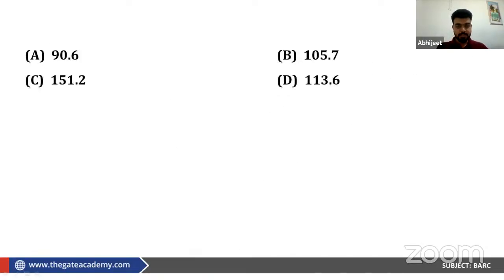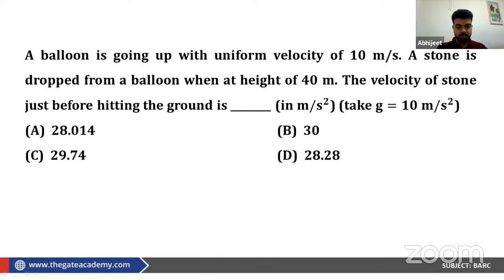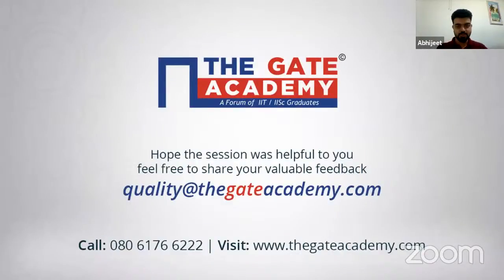Then this is the question of free body diagram, where we have to find which of the options is the free body diagram of this particular scenario. Next, the balloon is going up, which is another question. Then this one is another question of equilibrium, where one block is hanged on wires and we have to find the tension in the BC wire. Here we'll be ending the session. These are all the questions that we are going to see in the session.